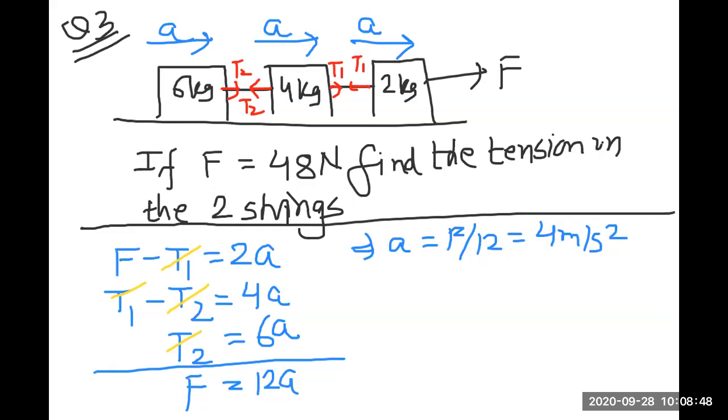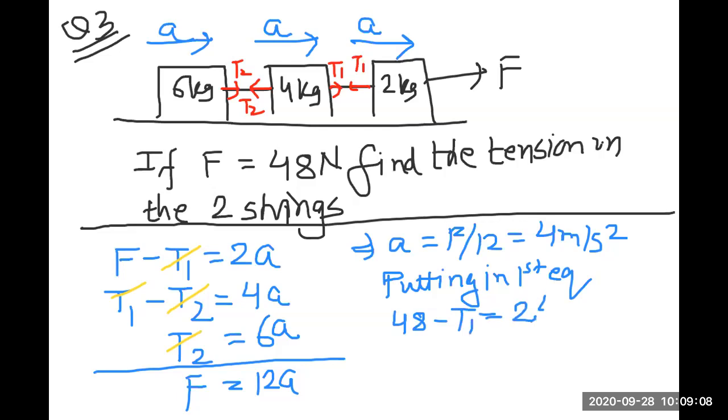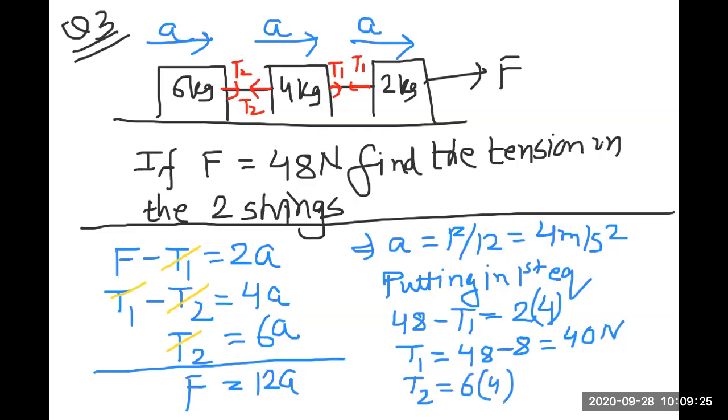So putting the value of A in equation 1. Okay, so putting this value in the first equation, what will I get? 48 minus T1 is equal to 2 into 4. So T1 is equal to 48 minus 8, which is equal to 40 newtons. And T2 is equal to 6A, which is 6 into 4, is equal to 24 newtons.